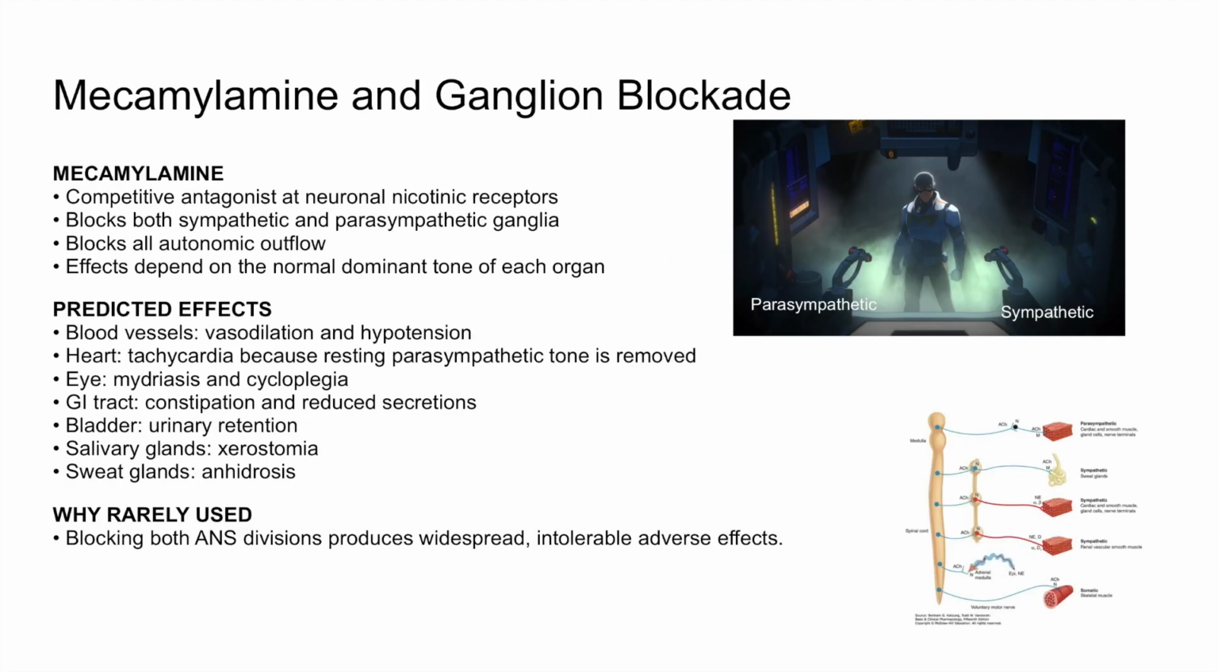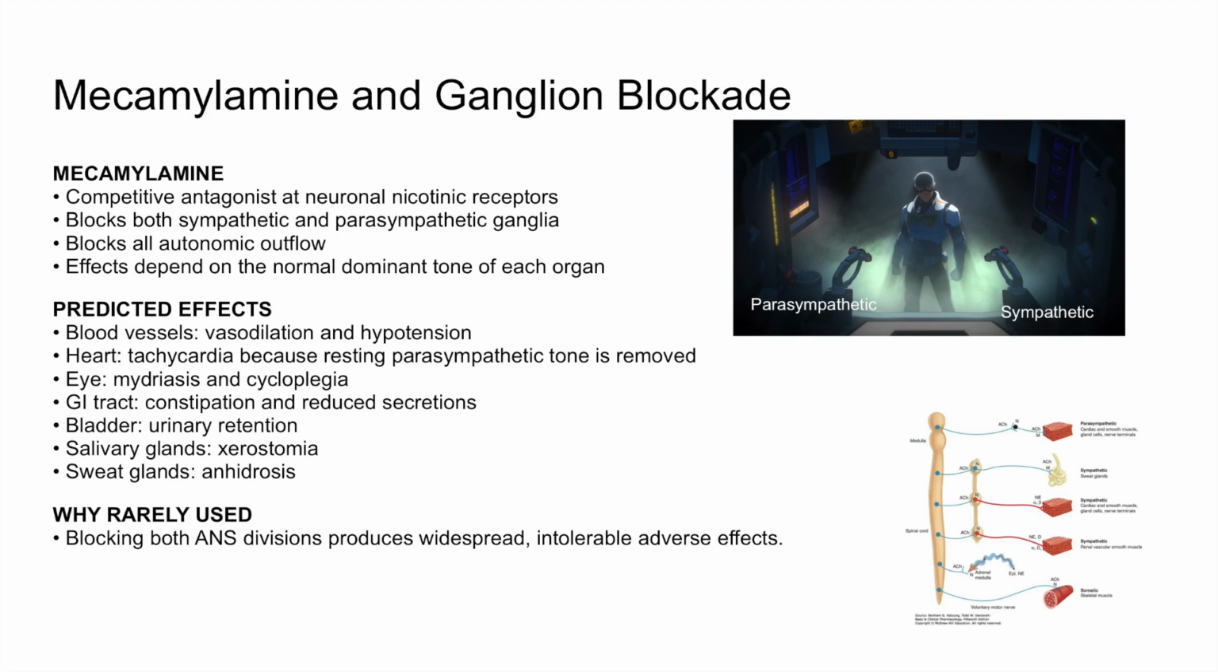All right, so now we're moving on to mecamylamine and ganglion blockade here. So mecamylamine is kind of in a class of its own just because it's pretty special. And here's why. It blocks neuronal nicotinic receptors in both sympathetic and parasympathetic autonomic ganglia. Because it removes both divisions simultaneously, its effects on organs depend on which division normally provides the dominant resting tone. So most blood vessels are under sympathetic tone, so ganglionic blockade causes vasodilation and potentially severe orthostatic hypotension.